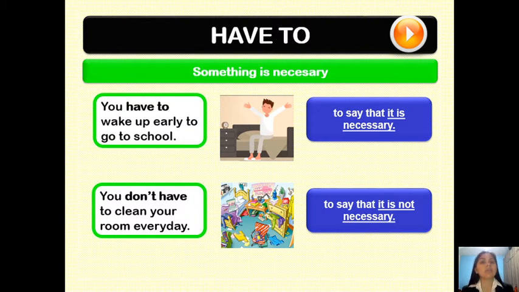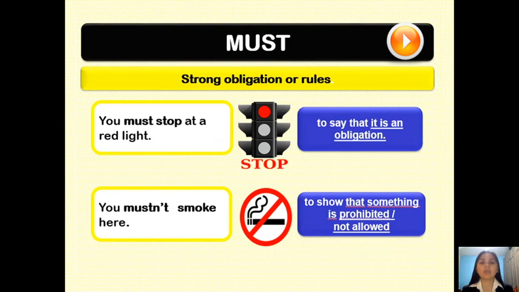What is the second one? The second modal verb. Let's see. The second one is must. We use must for a strong obligation or rules. Okay, when it's an obligation, or also a rule, we are going to use must. Okay, don't forget that. Very important information.